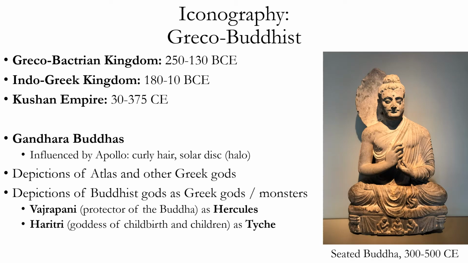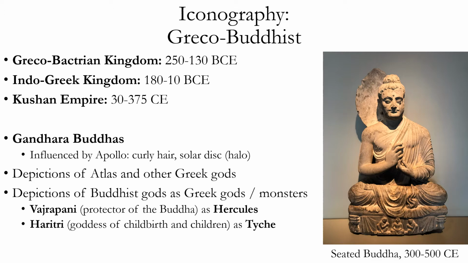Another important influence on Hindu iconography was that of Greek-speaking Buddhist kingdoms of northern and northwest India. Their art style is called Greco-Buddhist. Examples include the Greco-Bactrian kingdom, which lasted from 250 to 130 BCE, and the Indo-Greek kingdom, which lasted from 180 to 10 BCE. There was also a later kingdom, the Kushan Empire, which lasted from around 30 to 375 CE.